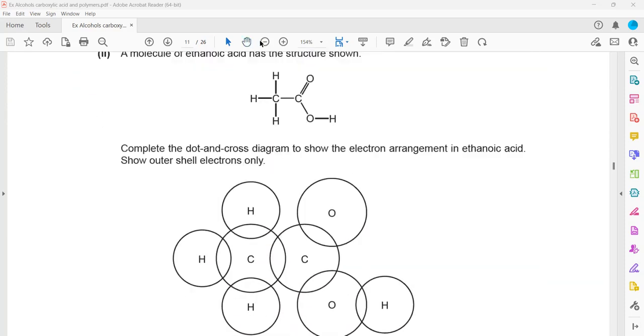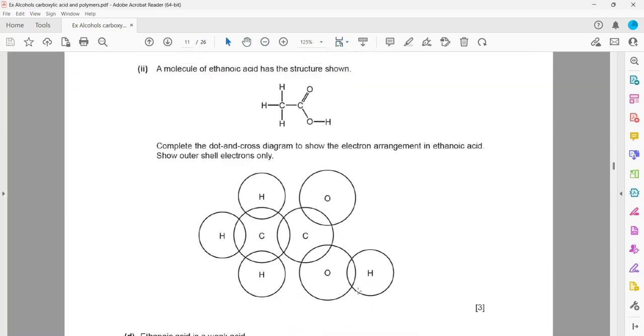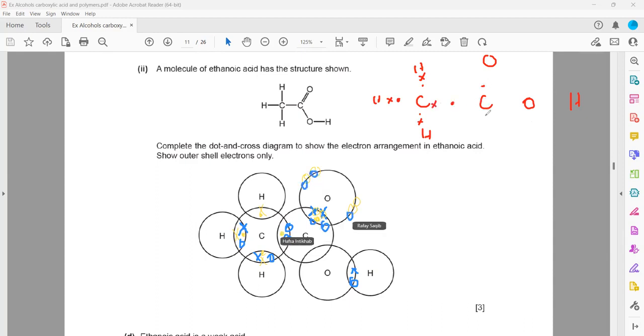Then you have to use a dot and cross diagram to complete the structure. You can use the screen annotation to complete. Each line is representing a single bond, so it means a pair of electrons should be there between them. There are carbon, hydrogen, hydrogen, hydrogen, then carbon, then oxygen and hydrogen. Use dot and cross. So if cross, then we will use dot for this one. And there's a double bond here.